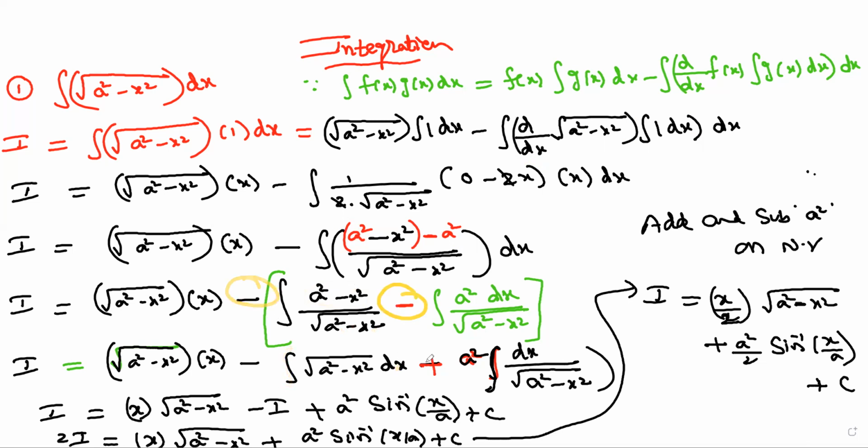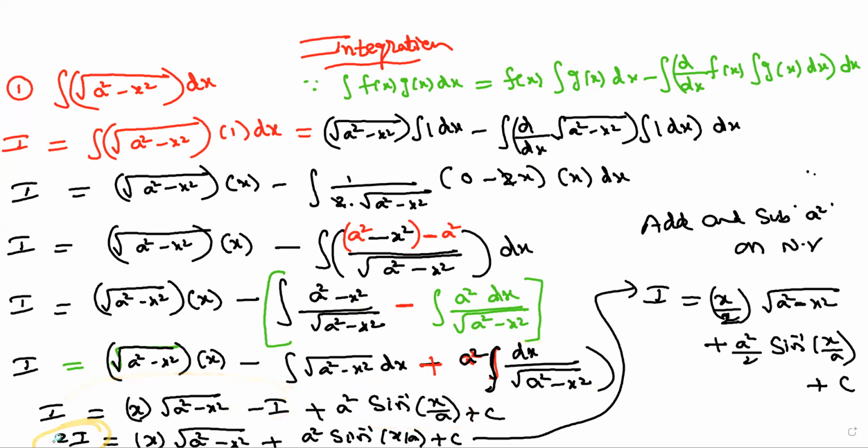Here minus into minus will be plus. Here a square is constant, integration of dx by root under a square minus x square. So we have this formula: sin inverse of x by a. Here I is equal to x into root a square minus x square. This relation we should write from the statement, this is I. This is nothing but the statement minus I plus a square times of this formula, sin inverse of x by a. The minus I, sending to the other side, will become plus I.